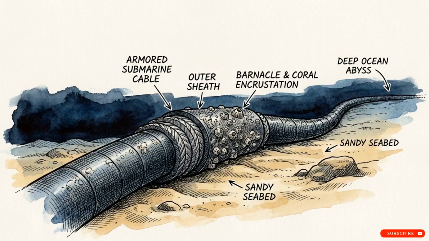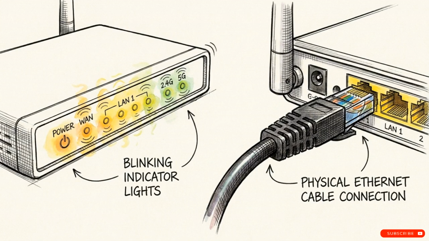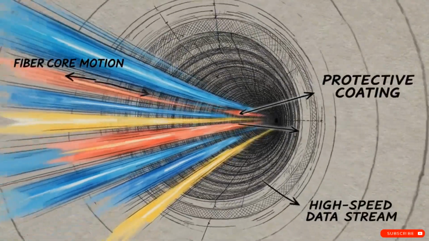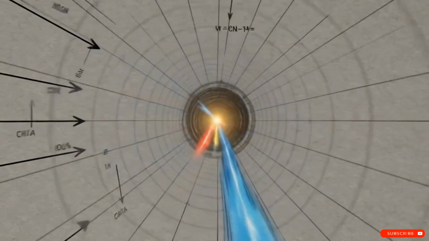But how exactly does your text message travel through thousands of miles of underwater pipe in a fraction of a second, entirely without electricity? To understand how global communication actually works, we have to look past the wireless illusion and zoom all the way down to the microscopic, highly engineered physical machinery that silently moves all of the world's data.